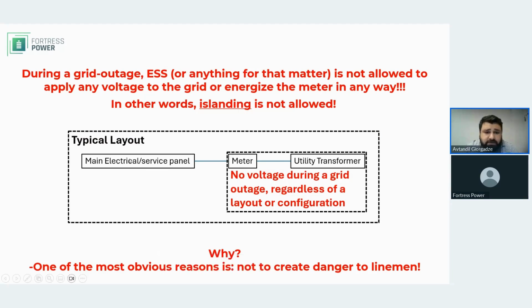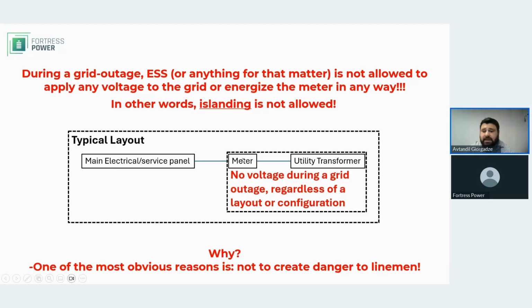You have the main electrical service panel, you have your meter, you have your utility transformer. So everything downstream of the meter is your property. That is what you are powering. So at no point must the utility transformer or meter be energized by your energy storage system or energy generation system, your generator, PV, batteries. Nothing is allowed to apply voltage at the meter.